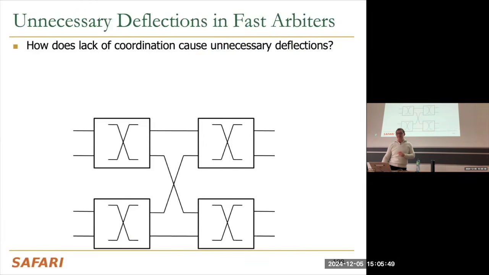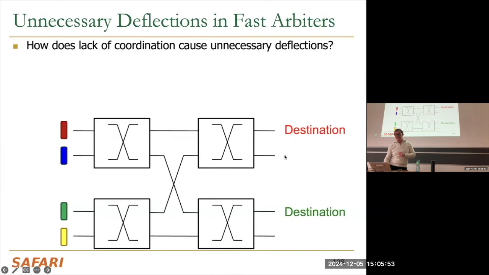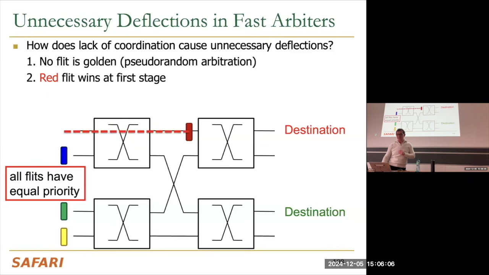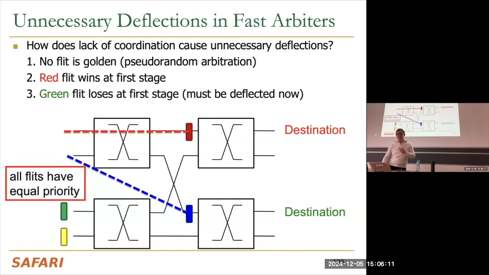I think we already discussed all of this. So let's take a look at how lack of coordination causes unnecessary deflections. We have this red packet, its destination is here. Green packet, its destination is here. There's no flit that's golden, meaning all flits have equal priority. All of these routers will randomly pick one of the flits. So in this first stage, the red flit wins. So it still has a chance, that's good. And the blue flit goes there. The green flit loses at the first stage. Well, it already lost getting to its destination, right? Now it must be deflected.